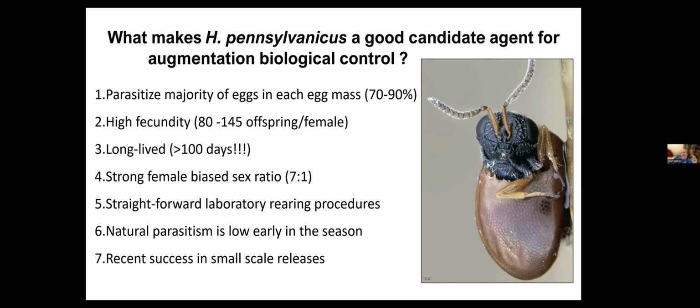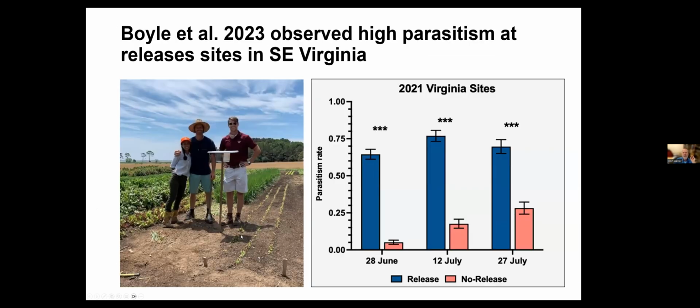So if we want to give this a head start, we're going to do something called augmentation biological control. Augment just means we add to it. And when we do it is early in the season. And here's Sean with some of his growers on the eastern shore of Virginia, where he did his thesis work.